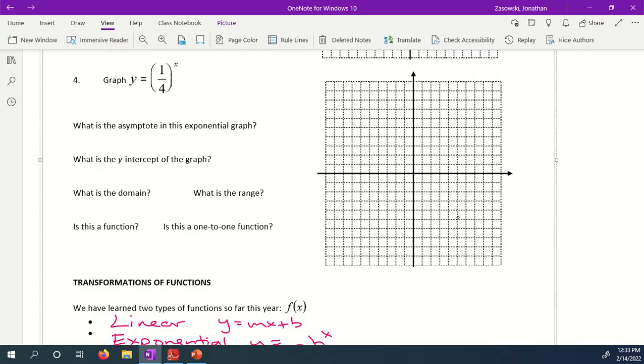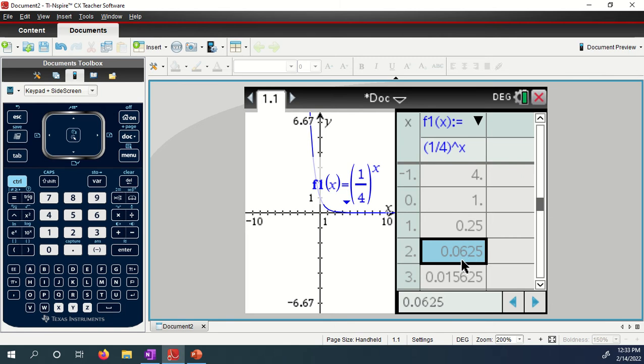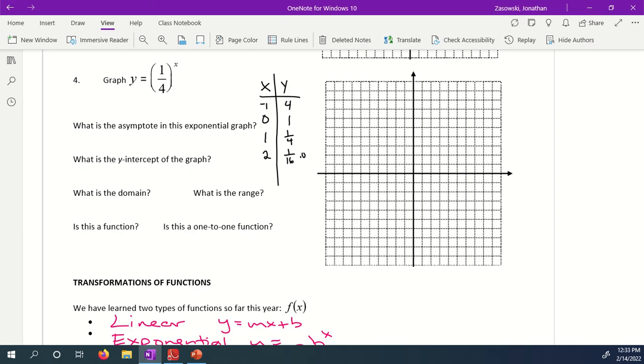Okay, so let's do that for ourselves first. So we're going to go ahead and make a table. So here's our XY table. -1 is equal to 4, 0 is equal to 1, 1 is equal to 1/4 or 0.25, 2 is going to be 1/16, which is 0.0625, right? And then we're getting lower and lower from there.